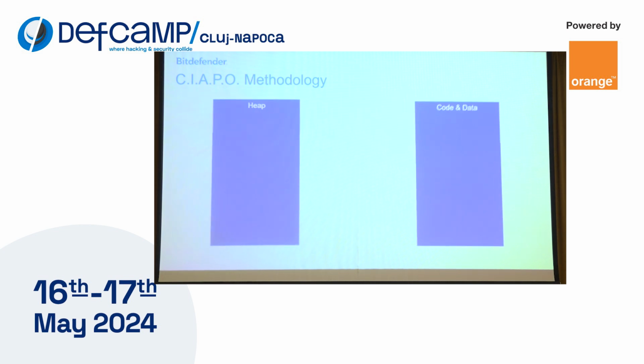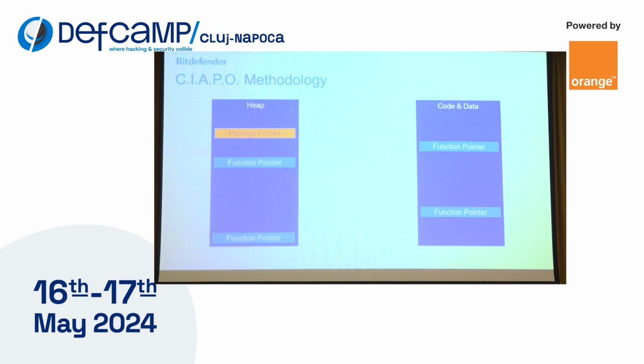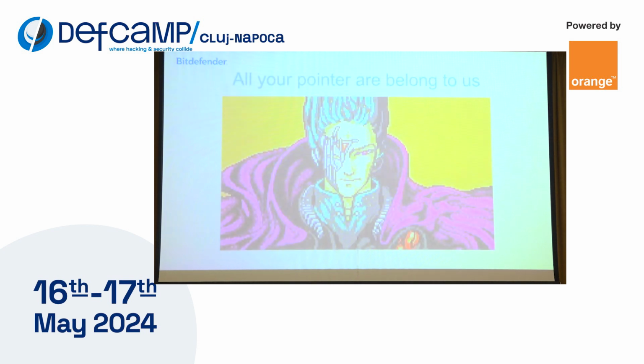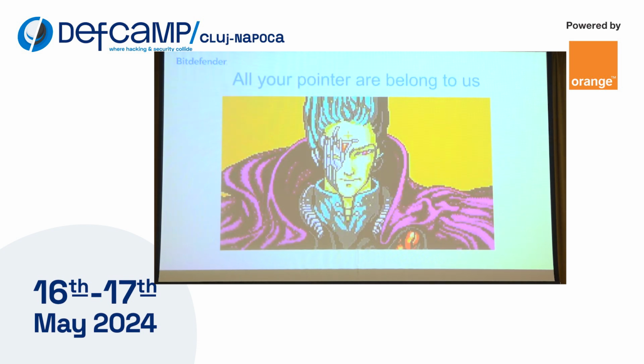Now, we shift our focus to the heap and the image, because what we're interested in are arbitrary pointers. Not only arbitrary pointers, but pointers to executable memory, to functions. And what we want to do is search for these. Whenever we find one, we are going to override it with the address of our payload. And we are not going to stop at one pointer. We are going to go over another pointer and another pointer until eventually all your pointers belong to us.